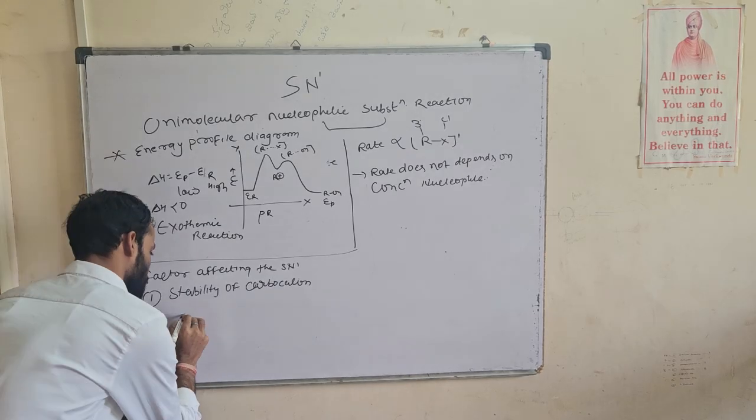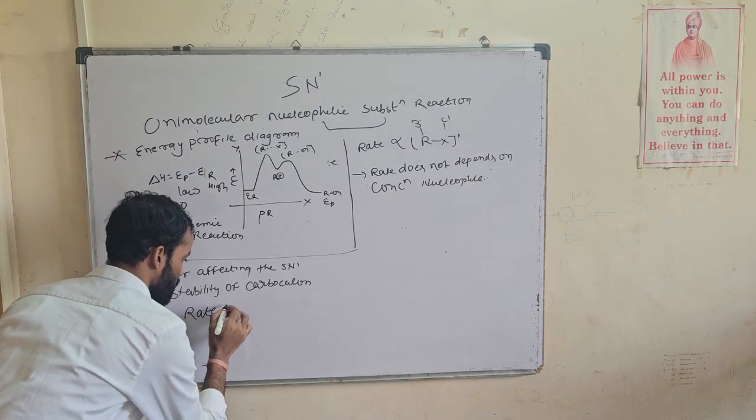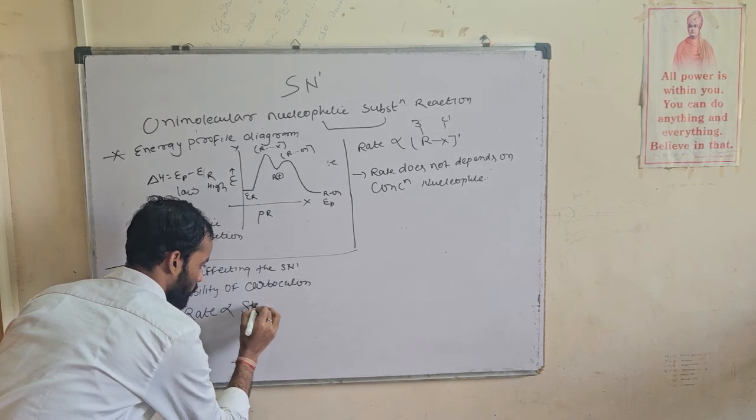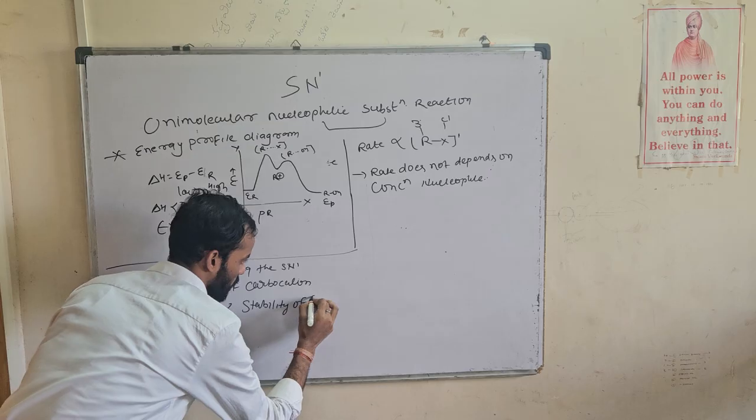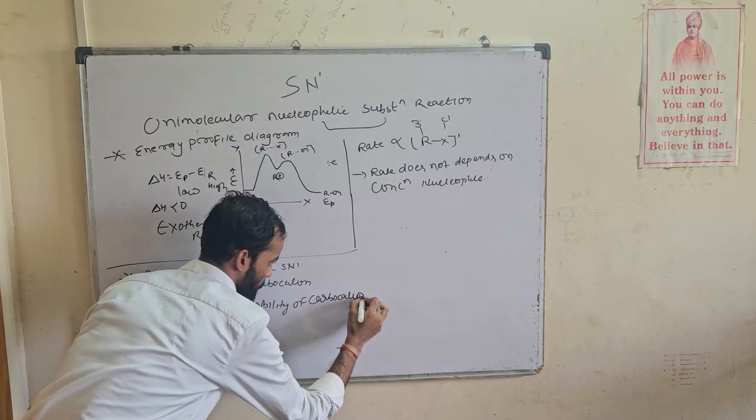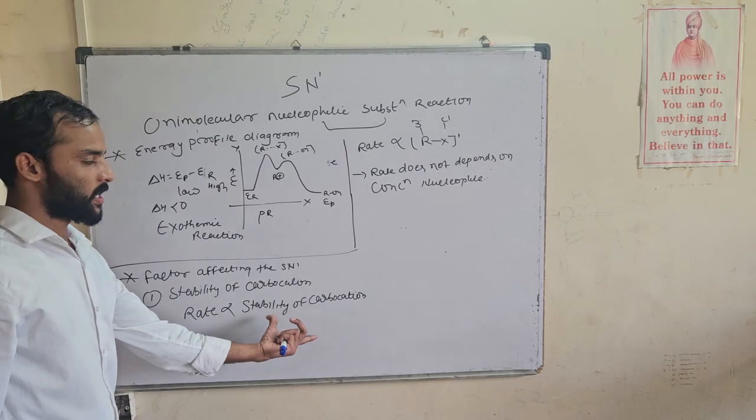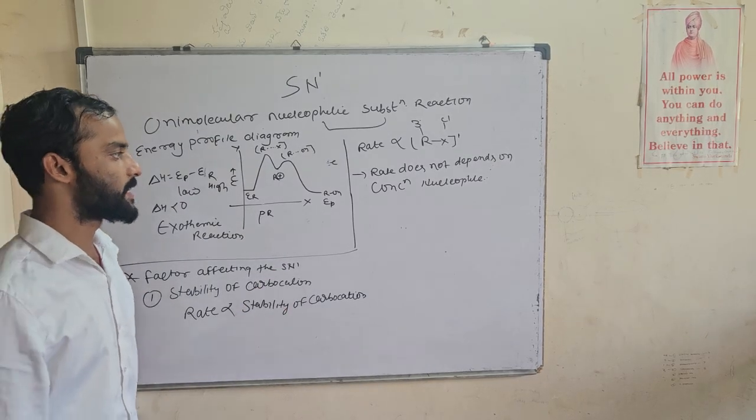The rate of reaction is directly proportional to the stability of carbocation. It means the more stable the carbocation, the more will be the rate. Let's see with an example.